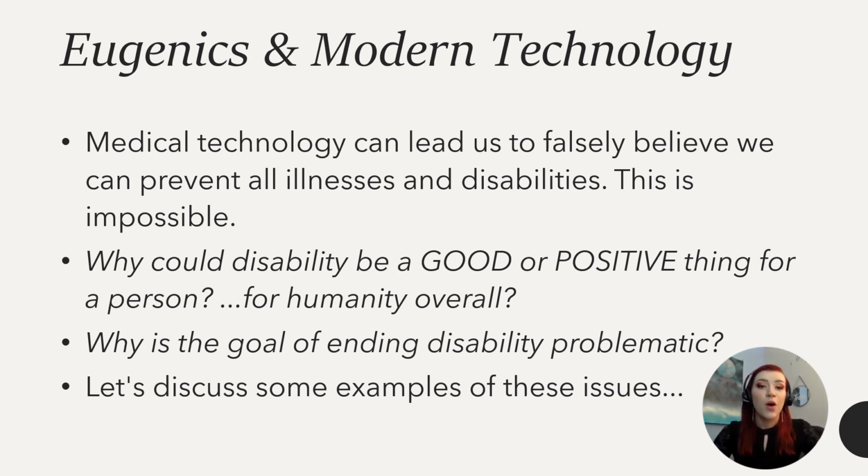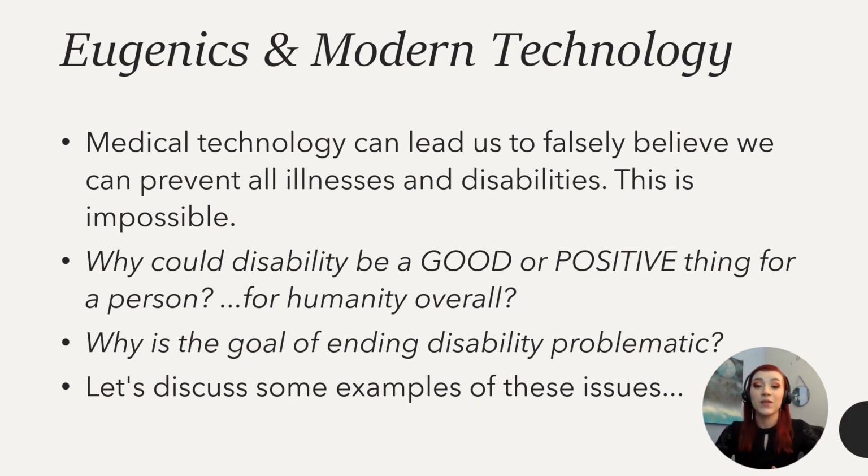So eugenics and modern technology do unfortunately have some clashes. We have already talked about this a little bit when exploring prenatal genetic testing. But medical technology and the use of it, or our just really intense faith in this technology, can lead us to believe that we can prevent illnesses and disabilities entirely, or that we could eradicate disability, make sure that there is no disability left in the human population. And this is actually impossible. There is never going to be a time on Earth where disability does not exist.